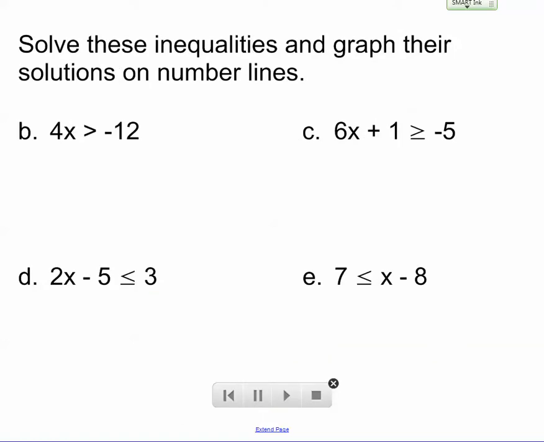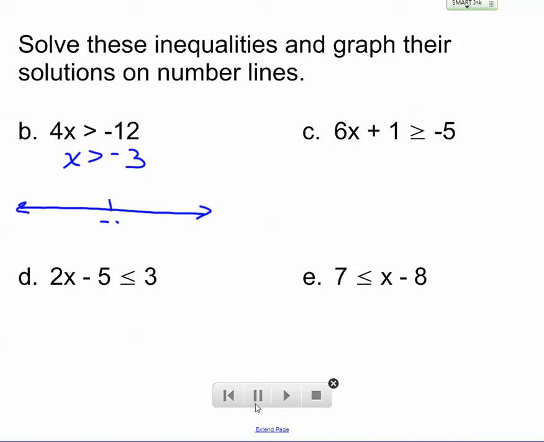All right, so let's do some more here. We're going to solve these inequalities and graph their solutions on number lines. So with 4x is greater than -12, all we have to do is divide both sides by 4. You can also solve it by inspection because you know that 4 times -3 is -12. So x has got to be greater than -3.